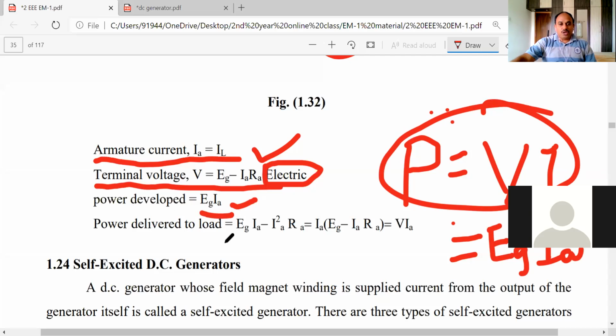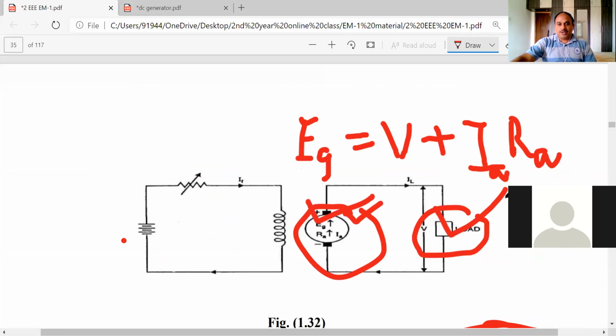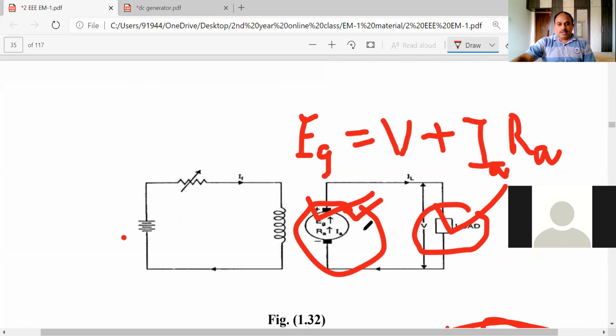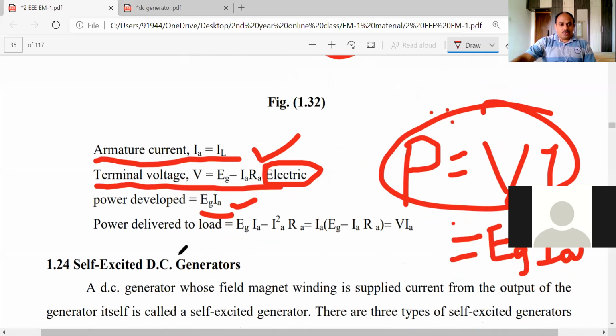Next, power delivered to the load. How much power is delivered to the load? Power developed is here. Power delivered means across the load. Total generated power does not all reach the load, because some power is wasted in the form of loss. So power delivered to the load equals total power generated, Eg Ia, minus loss.